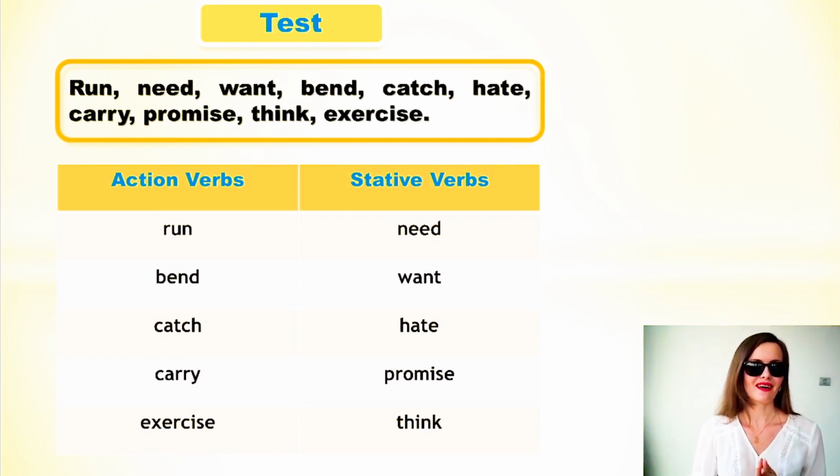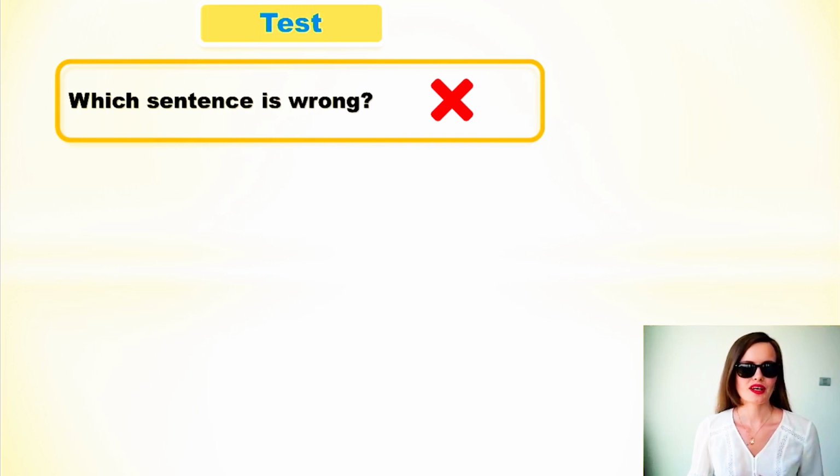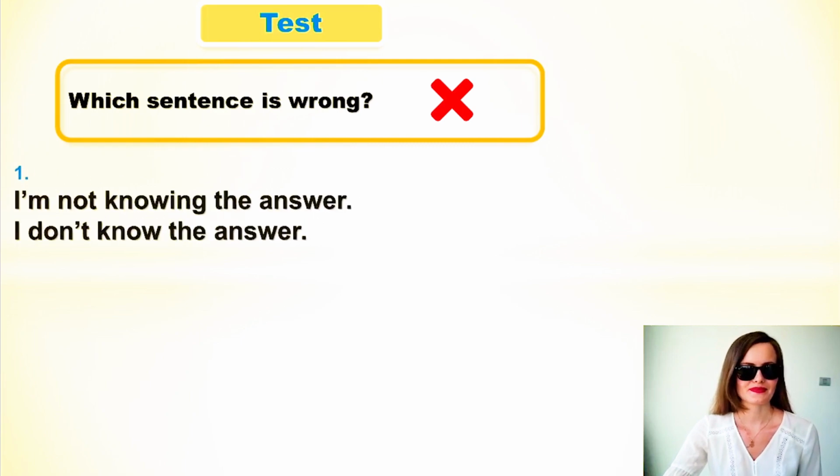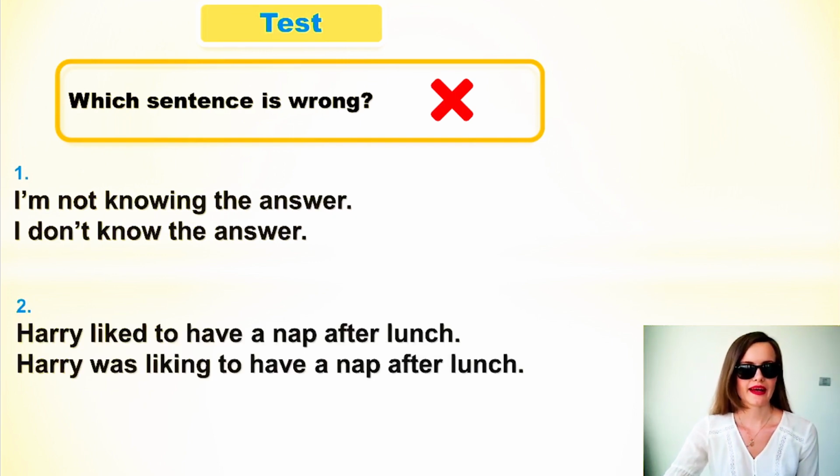So the action verbs are run, bend, catch, carry, exercise. And the stative verbs are need, want, hate, promise, think. The next question was to identify which sentence is wrong. Let's see. I'm not knowing the answer and I don't know the answer. Which sentence is wrong? And Harry liked to have a nap after lunch. Or Harry was liking to have a nap after lunch. Please pause this video and think which sentence is wrong and which one is correct.